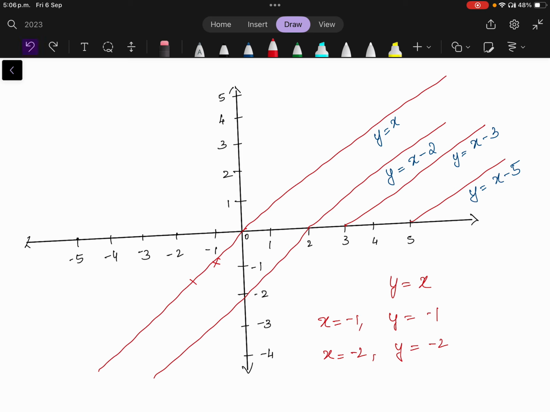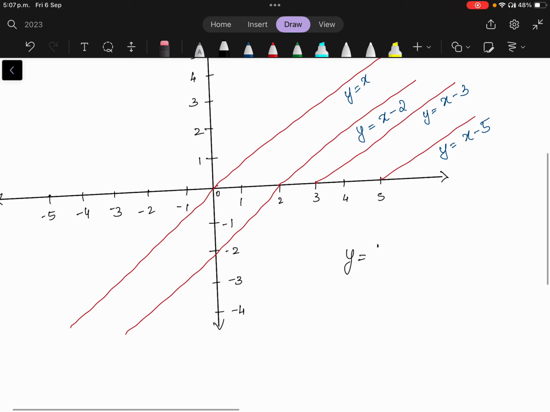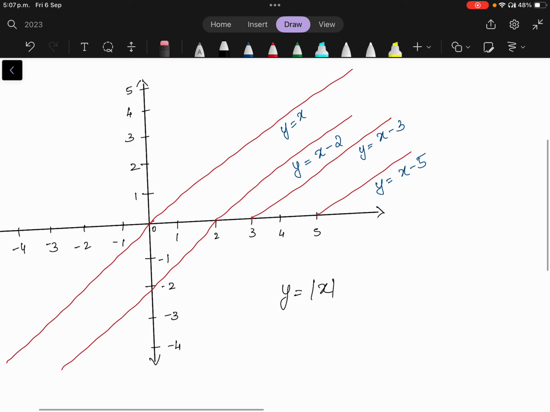Now when you think about inequality, now we are working on the inequality. Let's take the first inequality, y is equal to modulus of x. If I take this, what will happen is, modulus means you will not take the negative numbers, all that will go into a positive value. So let us take the case of y is equal to x.